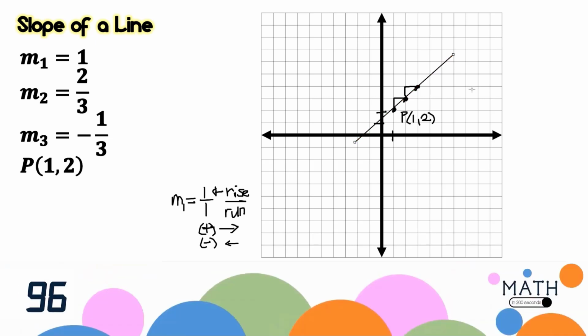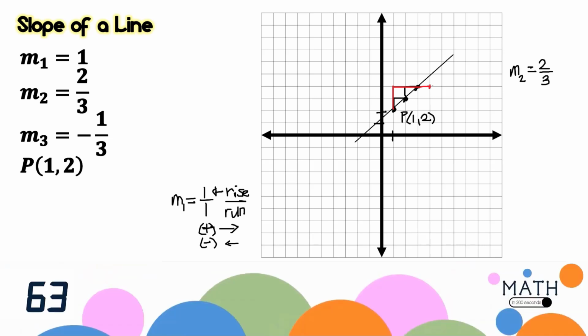Let's continue with the next slope. The slope is 2/3. 2 is the amount of rise and 3 is the amount of run. Again, we have a positive slope, so the run will be towards the right. Starting with the same point (1, 2), let's use another color here. So rise of 2, 1 and 2, and run towards the right of 3, 1, 2, 3.